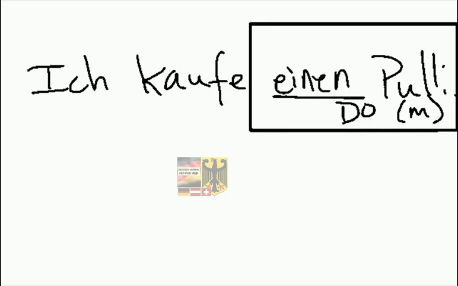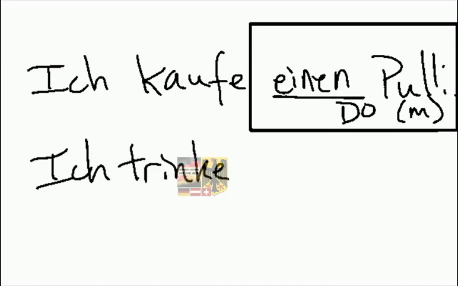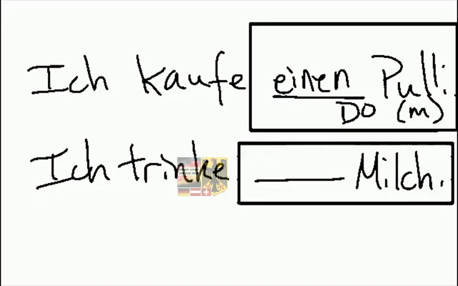Alright, so let's do this one. Here, again, I need to label my direct object. In this case it's Milch, and Milch is my direct object. Milch happens to be feminine. I'm saying ich trinke, I'm drinking.